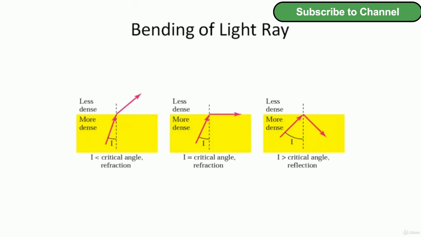So the bending of light, you can see this: when the incident angle I is less than the critical angle, refraction takes place. This is the more dense area, this is the less dense area. Then when this angle is equal to the critical angle, refraction takes place along the boundary, more dense area and less dense area. And when the angle is greater than the critical angle, reflection takes place. This is more dense area, and this is less dense area. And this property is used in the optical fiber cable to transmit the light.